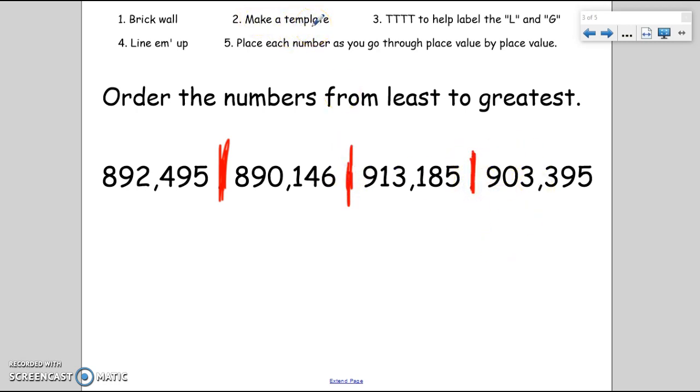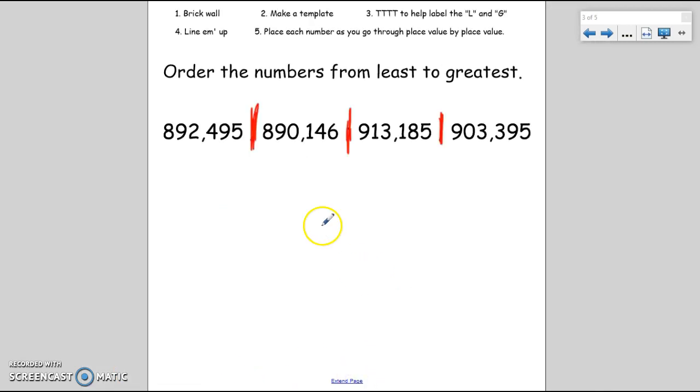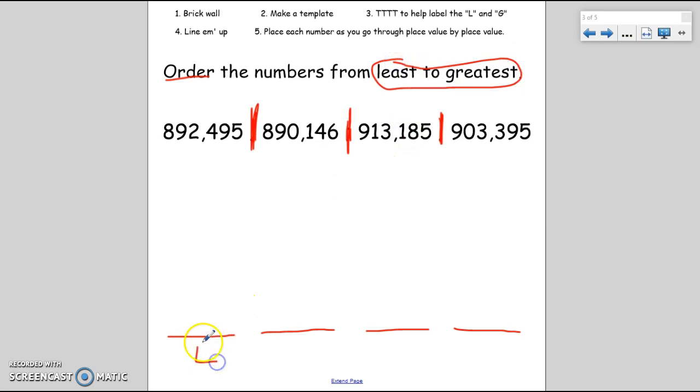Now I'm going to go ahead and make a template. I have 4 numbers here that I'm going to be putting in order. So I am going to need to make a template with 4 places to put my parts of my answer, because we're going to be putting these numbers in order. Now I'm going to add to my template after I talk to the text. I know that I'm ordering these numbers from least to greatest. So I want to see the L for my first part of my answer, and the G for the last part of my answer.